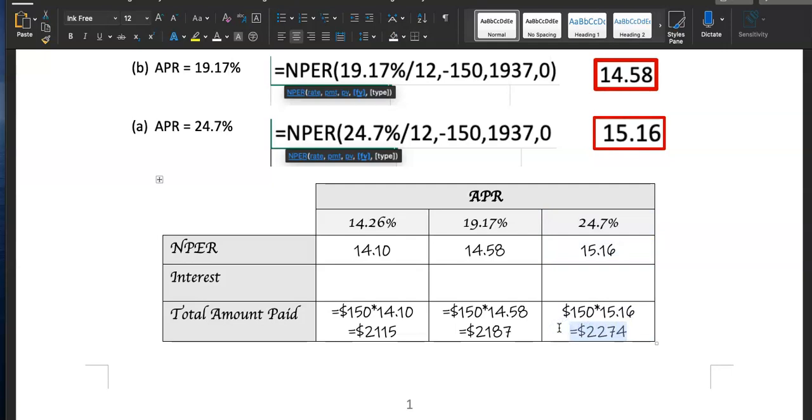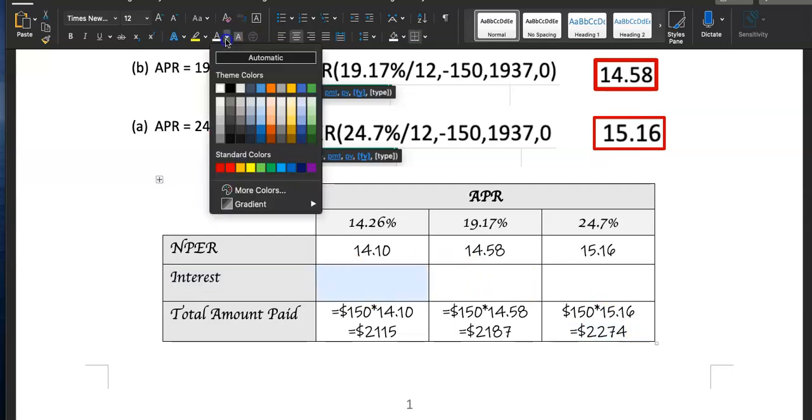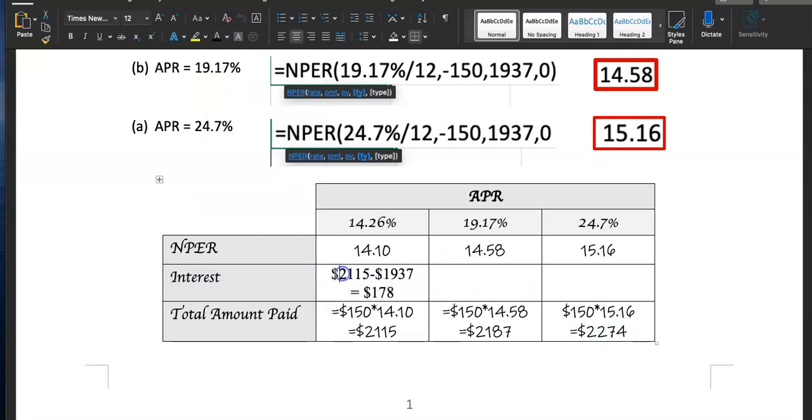Now, if I want to figure out the interest paid, notice these three, we're paying different amounts at different times, but we really borrowed the same amount in the beginning. Like the first one, to find out the interest that's been paid, I can do the total amount paid, $21.15, minus the original amount that I actually borrowed, $19.37. What I got is, for borrowing from this credit card company, I paid them $178 in interest.